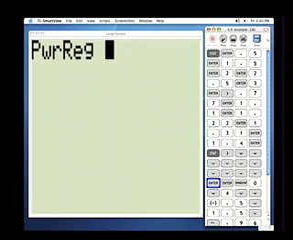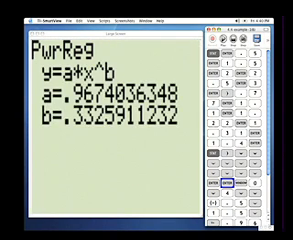So click on the Enter key again, and it's working through, and here it comes up and gives us that y is equal to a times x raised to the b. And it gives us our a as 0.9674, and I will round it off to that. And b is equal to 0.3326, because I'm rounding that off.